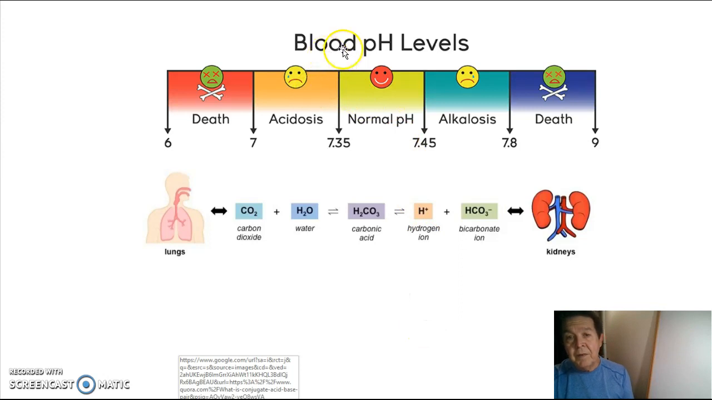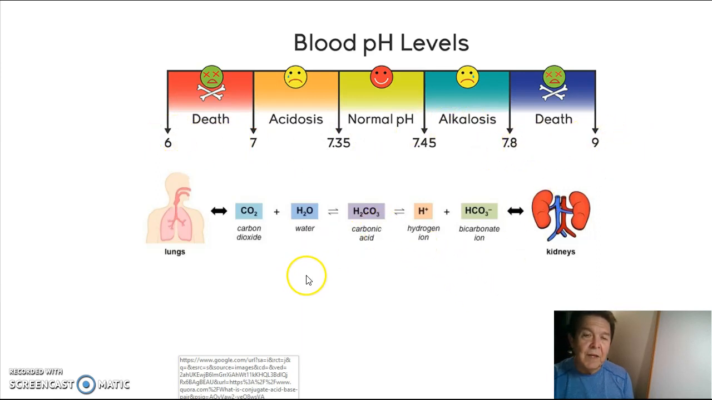The normal blood pH is between 7.35 and 7.45. When it is lower than 7.35, you suffer from acidosis. If it is higher, you suffer from alkalosis. Outside this range, it can produce that.